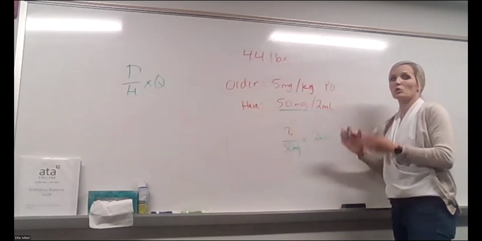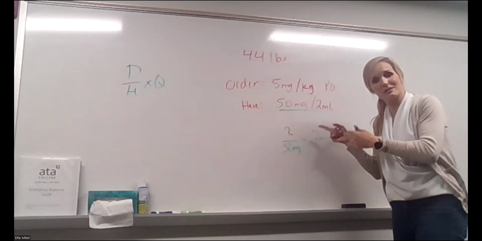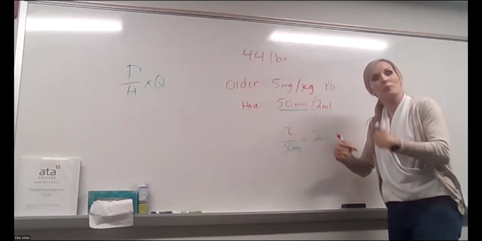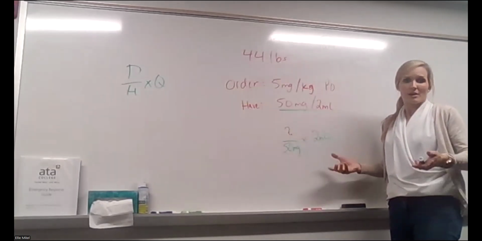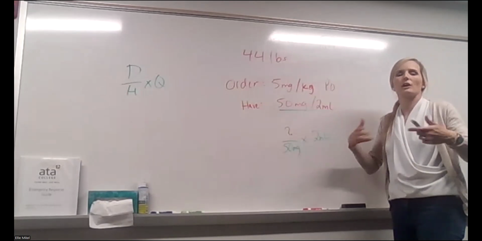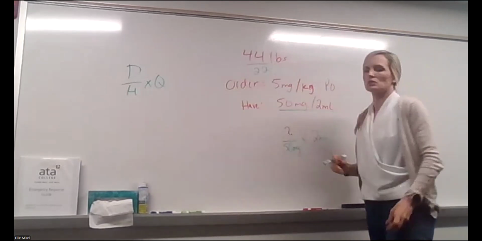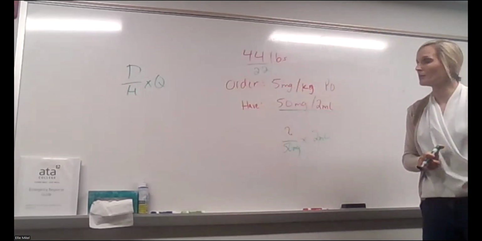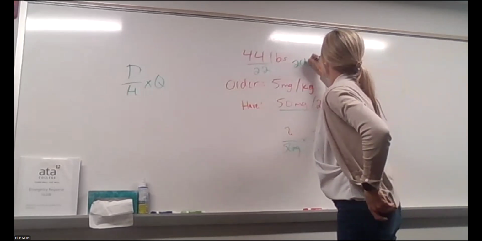We're still going to incorporate the D over H times Q formula. We just have to figure out what the order is for our patient. So our first step, 44 pounds, obviously this order dose is per kilogram. So we have to first figure out what that is in kilograms. So don't forget to convert pounds to kilograms, just a simple divide by 2.2, and 44 divided by 2.2 is 20 kilograms.